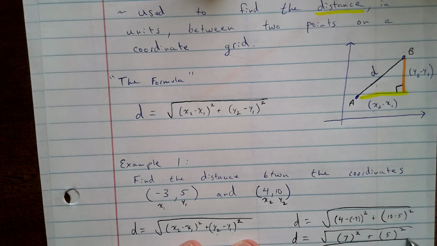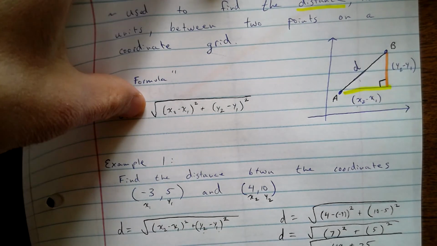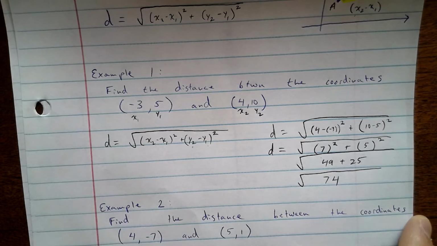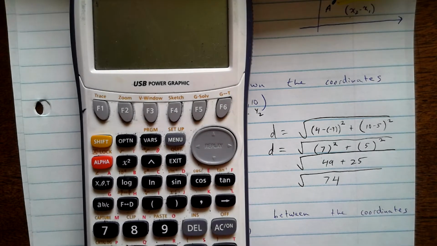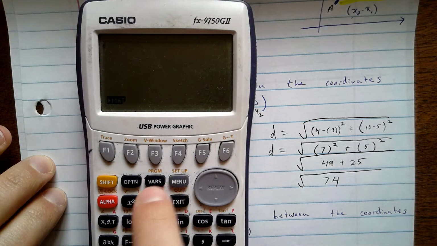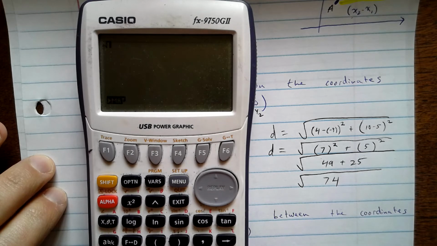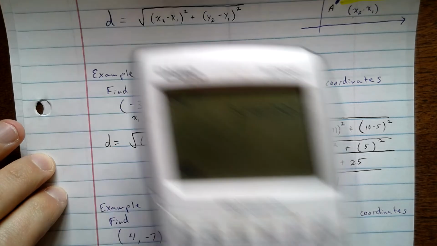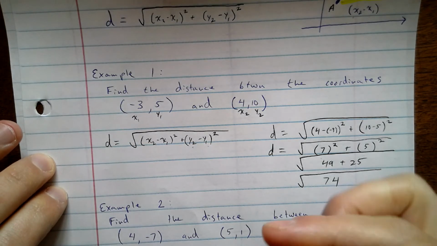Square root of, let's see, 49 plus 25 will get us our answer. That's the square root of, let's see, 74. Okay, the square root of 74 would represent that distance. Oops, got to scroll up for you. Sorry about that, guys. Square root of 74, which when I put it into my calculator is equal to 8.6. So that would be our distance. Distance is 8.6 units apart.